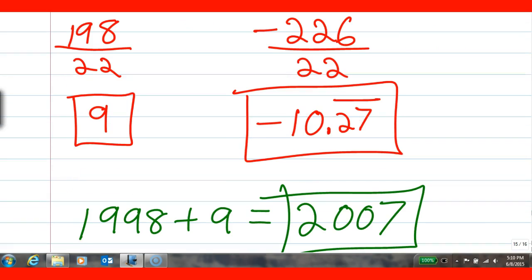Now when I look at it, it doesn't make sense to have the negative number. I'm wanting to move forward in years, so I'm going to be using the positive value. The negative one is not needed. So I take 1998 plus the 9 and it comes out to 2007.